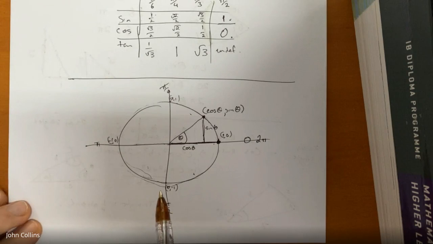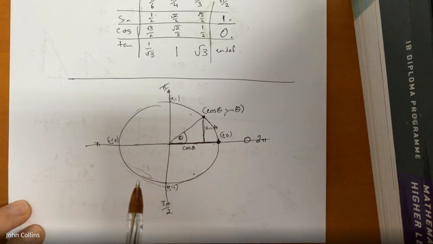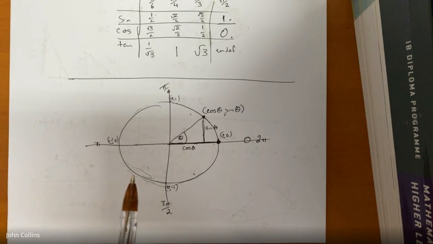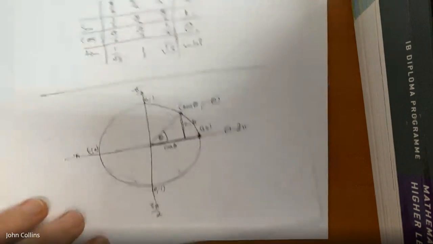Yeah. It's positive in the third one because they're both negative. Yes, exactly. So you're dividing two negatives. So sine theta divided by cos theta in the third quadrant would make tan positive. Sweet. All right. Let's move along.